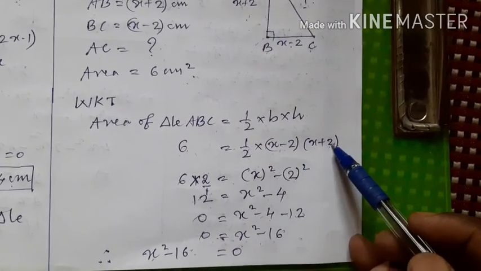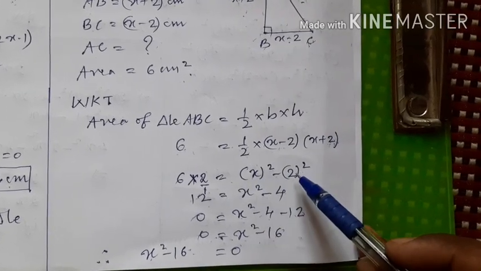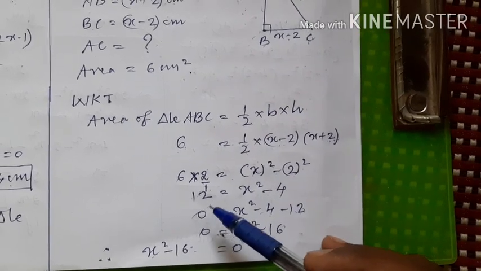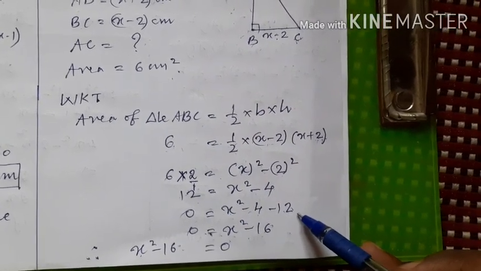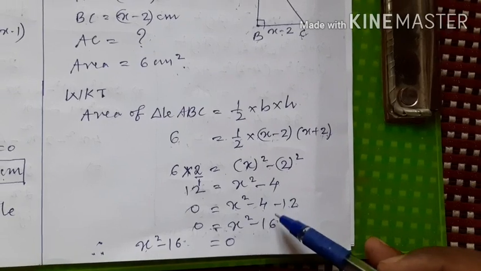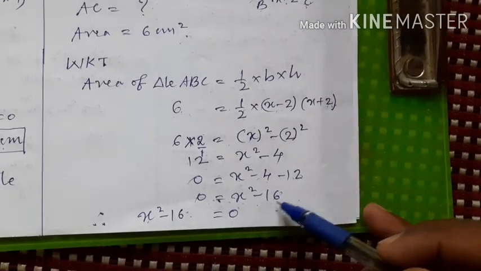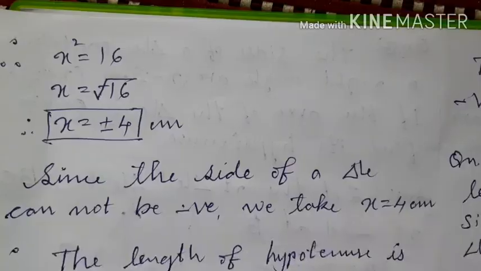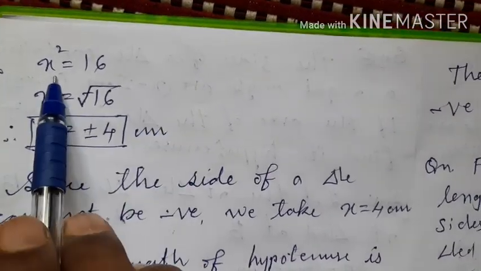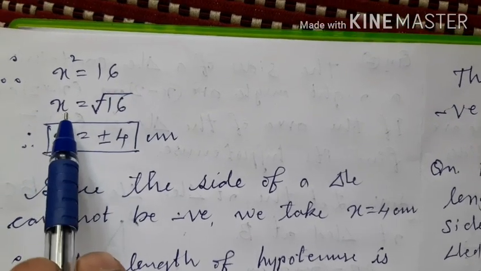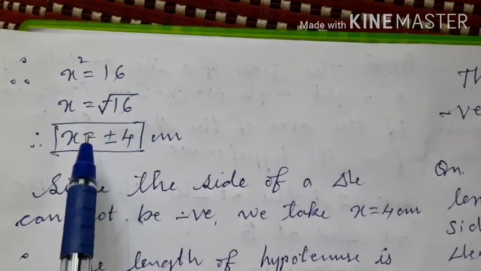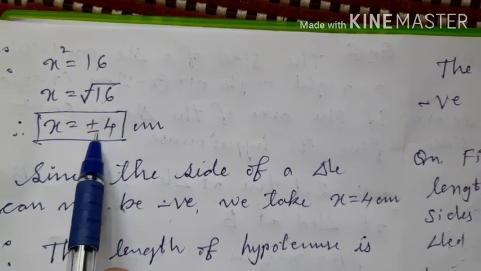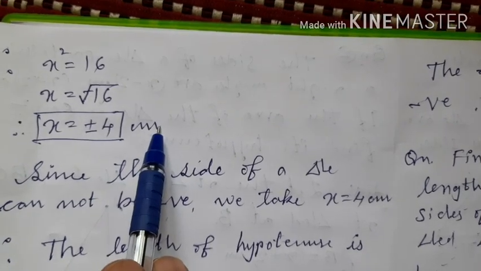a square minus b square. Therefore it is x square minus 2 square. X square minus 4. Here it is 12. If this 12 is brought this side, it becomes minus 12. Minus 12 minus 4 becomes minus 16. Thus 0 is equal to x square minus 16 or x square minus 16 is equal to 0. Thus x square is equal to 16. Then when the square is transposed this side, it becomes square root. Thus x is equal to square root of 16. Therefore children, x is equal to plus or minus 4 centimeter.